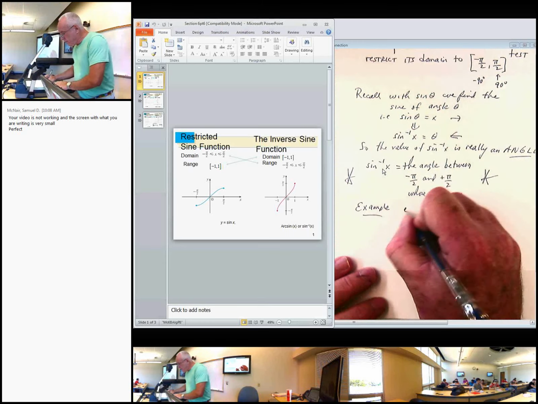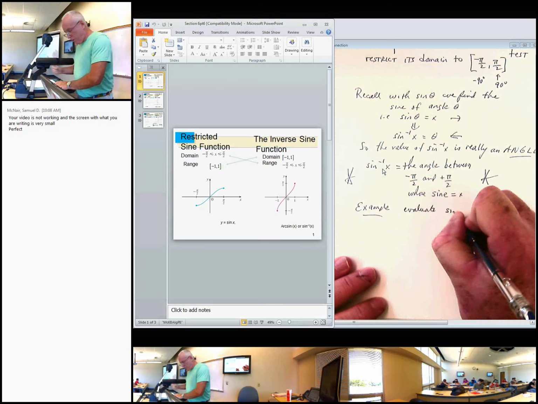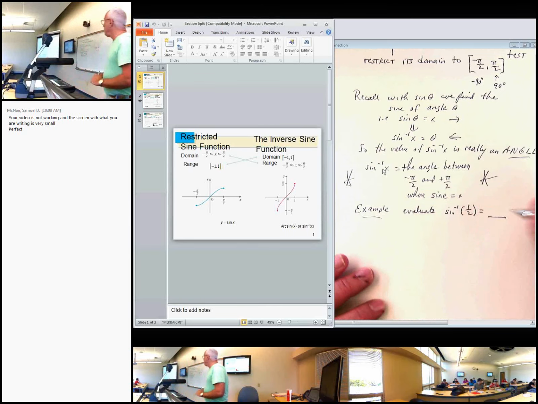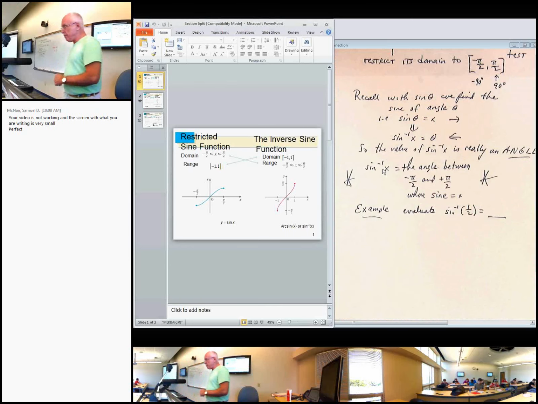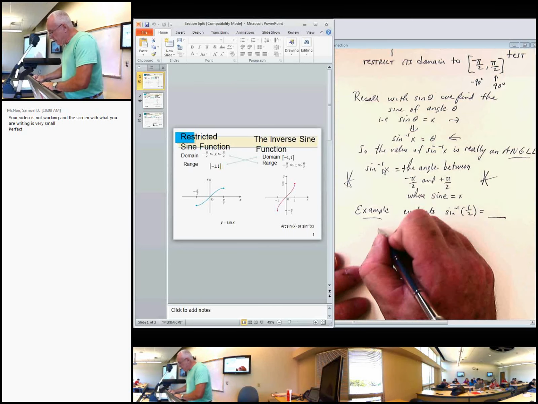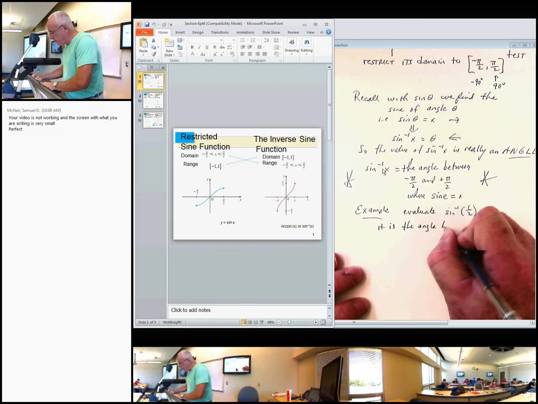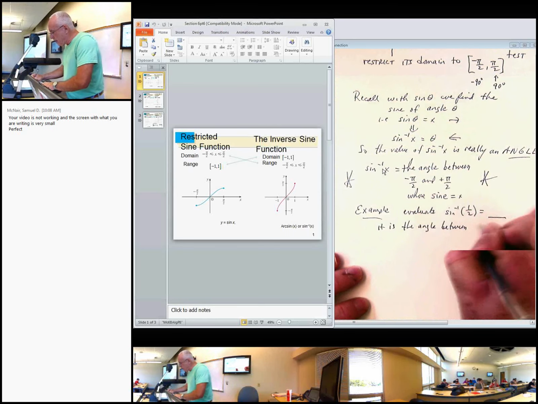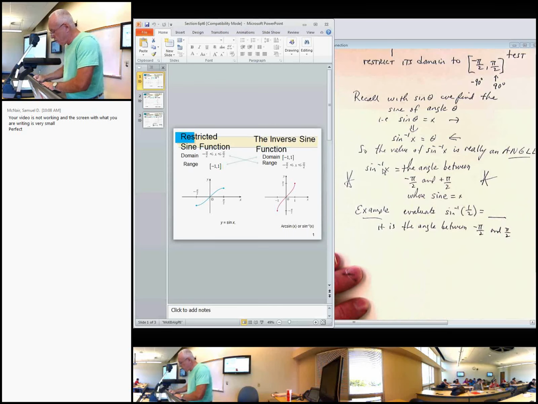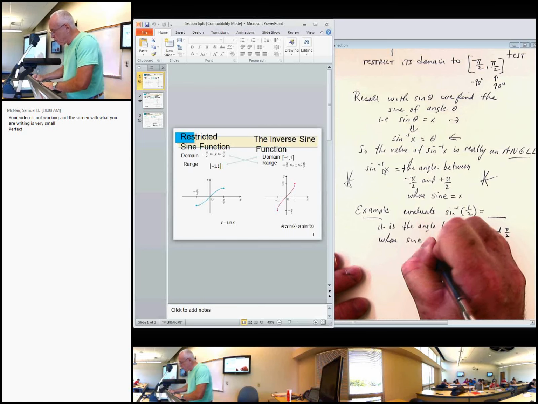Evaluate sine inverse of 1/2. So in other words, we want to figure out what sine inverse of 1/2 is. Okay, this is the deal. It is the angle between minus pi over 2 and positive pi over 2 whose sine is equal to 1/2.